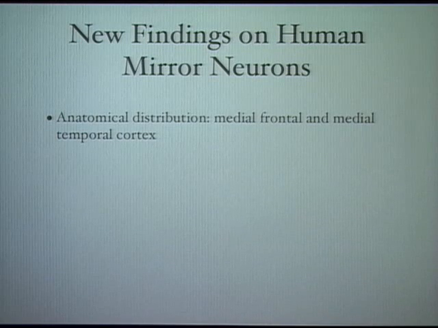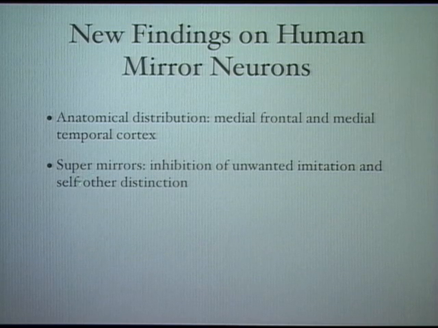Well, one thing that we found was the anatomical distribution: we have evidence for mirror cells in the medial frontal cortex and in the medial temporal cortex. So there is a large expansion compared to what we know about the monkey brain. Again, we don't know if there are mirror cells also in those regions in the monkey brain because nobody has recorded there in these kinds of paradigms.